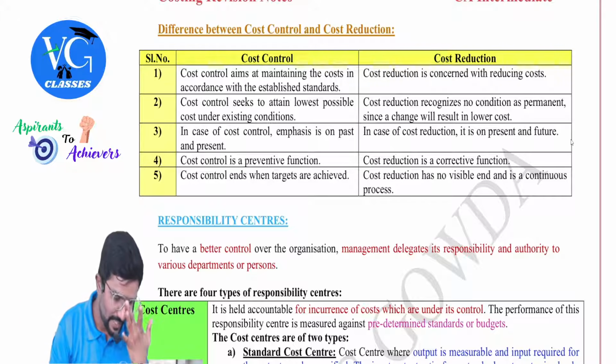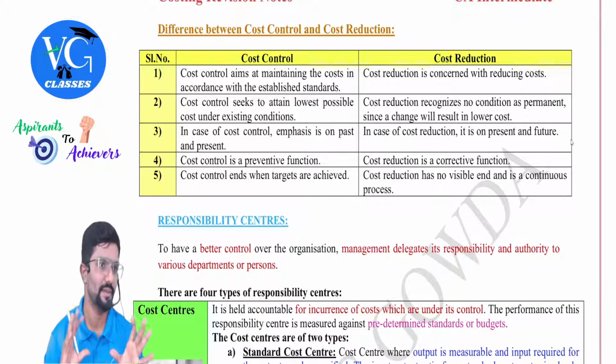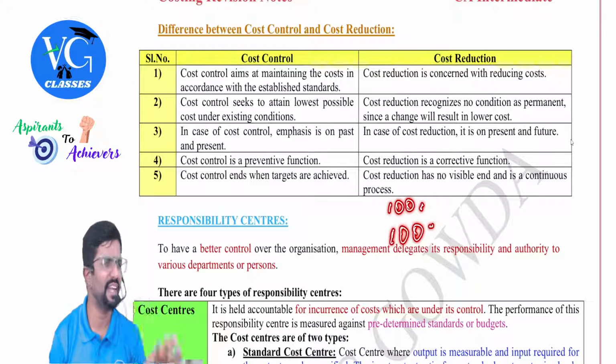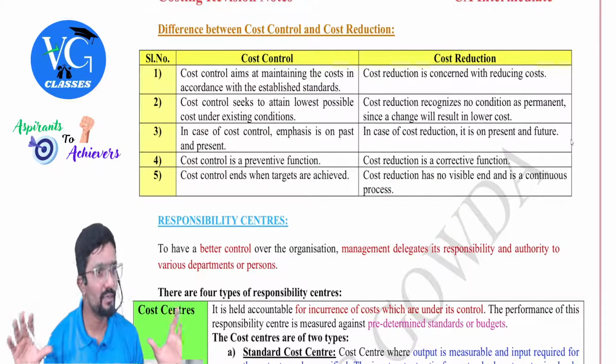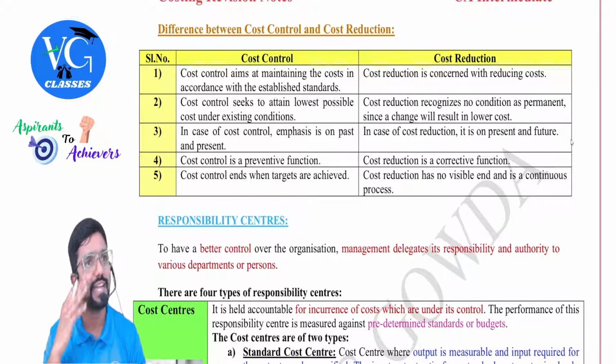Yes, sir. Last one, the fifth one. Cost control ends when the target is achieved. When the target is achieved, right? Assume I have set a standard cost of 100 for this year. At the end of the year, assume I have achieved 100 rupees, or 90, 80, some target I have achieved. This work is done. That doesn't mean that, sir, standard costing has ended.